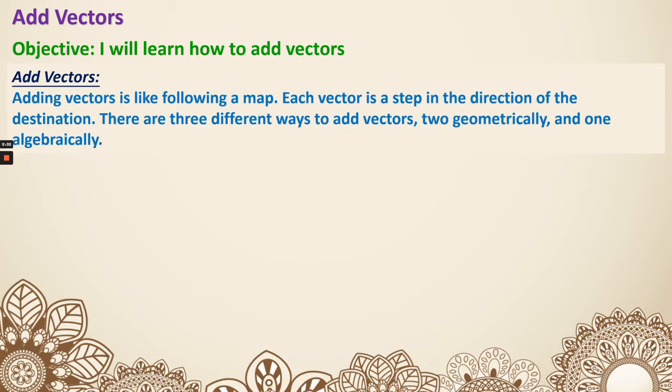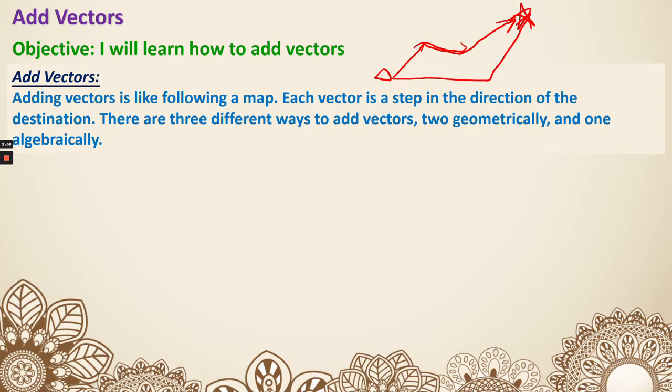Moving on, adding vectors is like following a map. Each vector is a step in the direction of the destination. There are 3 different ways to add vectors, 2 geometrically and 1 algebraically. So basically it's saying, let's say this is our starting point. We're trying to get to this destination. We have several different ways to go there. But each one could actually be like a vector.